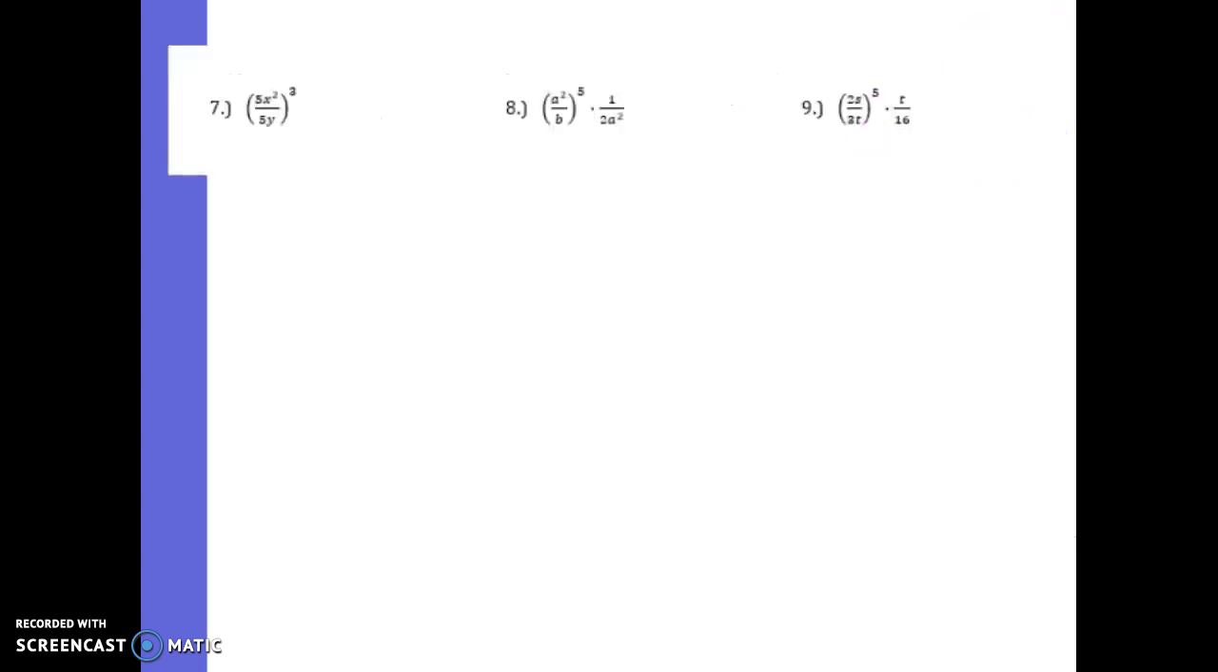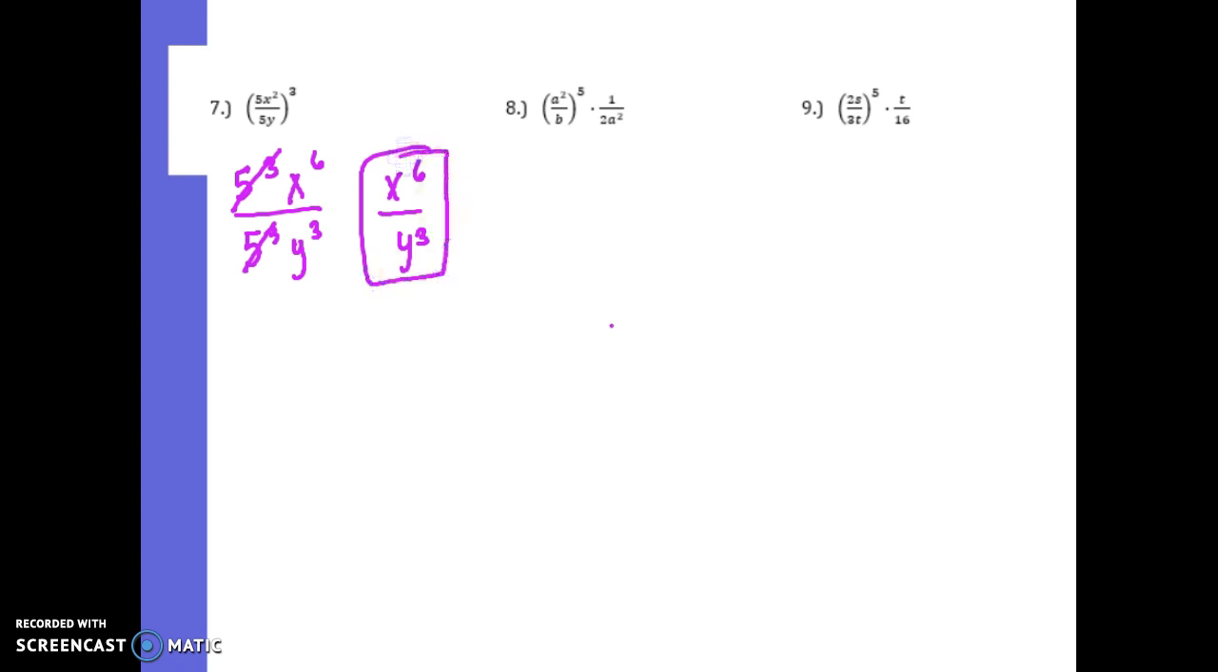Okay, number 7, we're going to take the 5, we're going to cube it, and then we're going to take the x, and x squared cubed would be x to the 6th, divided by 5 cubed, and then we'd have y to the 3rd. Well, we can actually cancel out right here. We could evaluate 5 cubed is 125, but either way, we can cancel out right there, and our answer is x to the 6th divided by y to the 3rd.